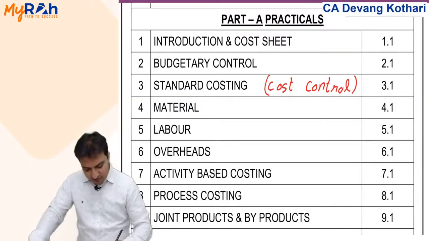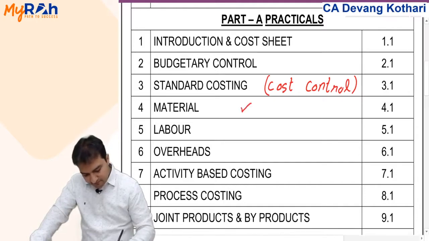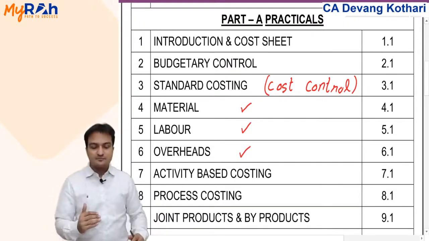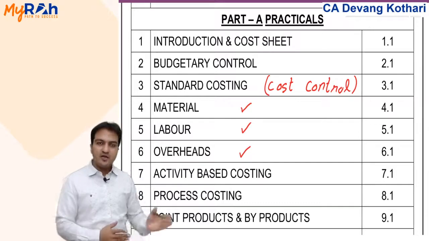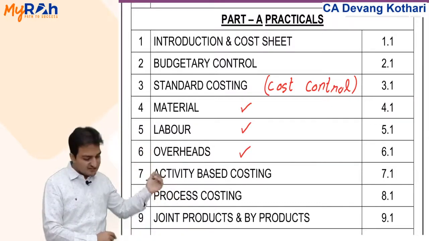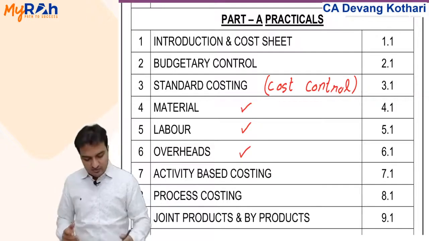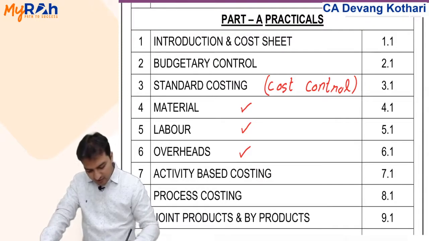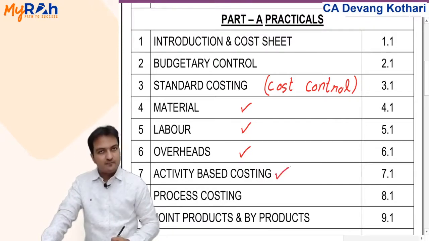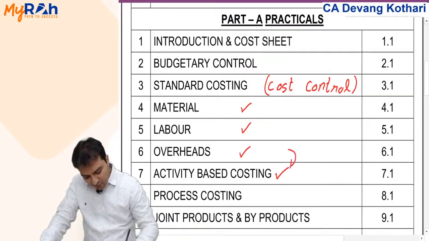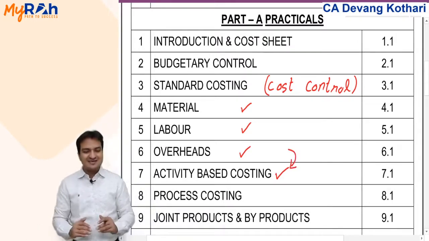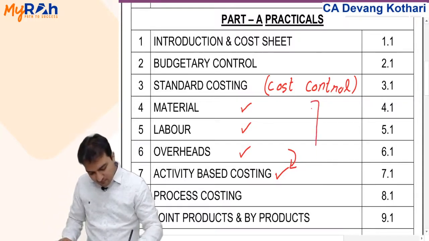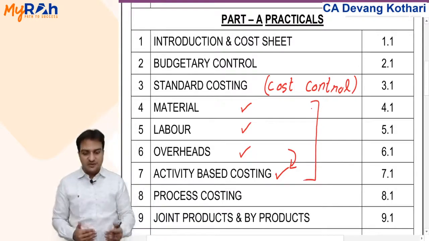Next, three: material, labor, and overheads. These are the three main components of cost. We said that you calculate total cost, then divide by units, but that total cost will contain three main components: material, labor, and overheads. What are these? We will learn in today's session when we discuss cost sheet. But we have a separate chapter dedicated to each of them. And the seventh one, activity based costing, I would say is an extension of the overheads chapter itself. Activity based costing is an extension of the overheads chapter only. So these four chapters I would say become one bunch of chapters together.